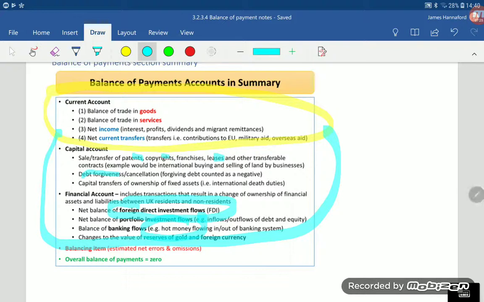This one here at the bottom, we've got in red, net errors and omissions. Net errors and omissions is simply there to ensure that the current account balances. So imagine, for instance, if the current account was minus 740, and the financial and capital account was plus 739. Well, we can simply add a further 1 to the financial and capital account to ensure it balances.